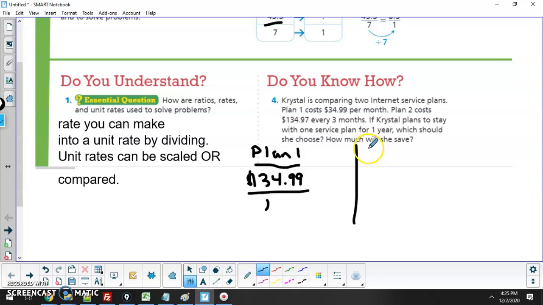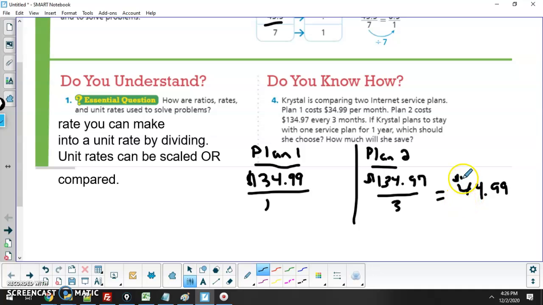That's nice. Plan 2, on the other hand, you have to do a little bit of work for, because they give you the price for 3 months. To find the unit rate, you take the number they give you for 3 months, 134.97, and simply divide it by 3. If you're not feeling super motivated, you could do it in your calculator. You should be able to divide that one by 3, but just in case, check it in your calculator to make sure you are dividing right. So it's $44.99 per month.